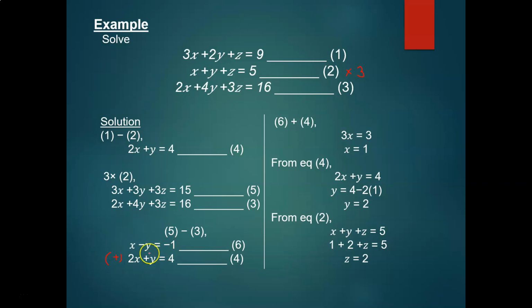Kalau saya tambah dua ni, if I add these two, then I will cancel off the y. So I will only have x plus 2x, I will have 3x. Negative 1 plus 4, I will have 3. So my x equal to 1. So done with x, I already found my x equal to 1. So how about the y and z?